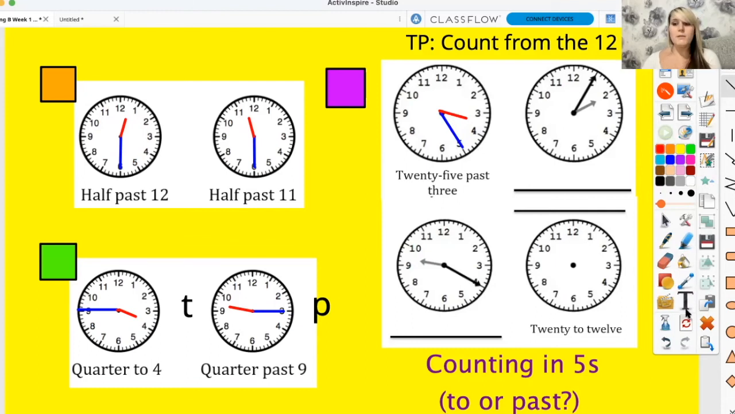And then here we have a time to label. You don't have those jobs, so Miss Vaughan's going to skip that one. And then we're going to do this one.